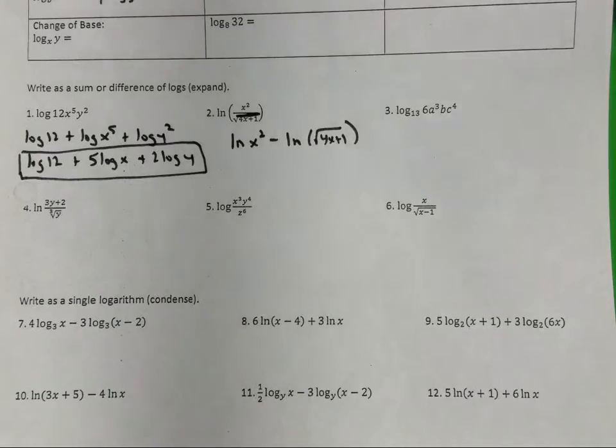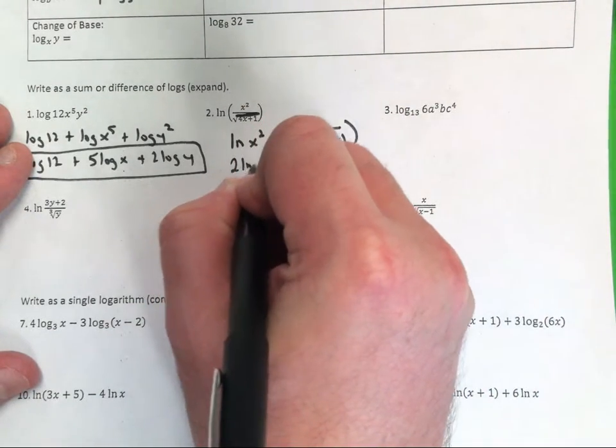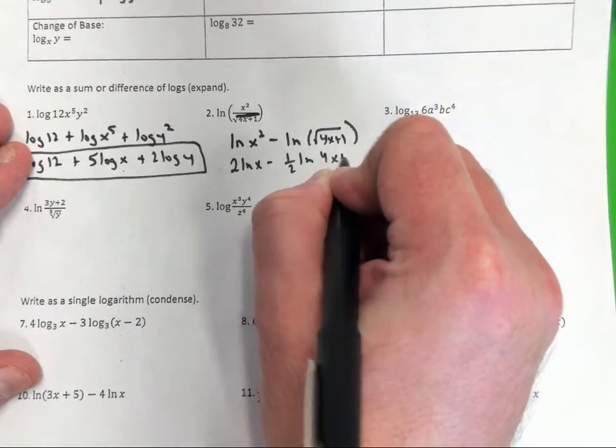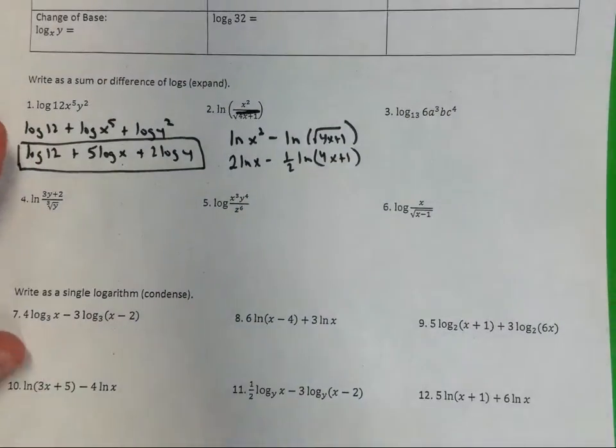So this would be 2 natural log of x minus 1/2 natural log of 4x plus 1. Now, you can still leave the 4x plus 1 in parentheses. If you can do that in your head, you don't have to rewrite it as 4x plus 1 raised to 1/2. I just brought the 1/2 down because I know that's raised to 1/2. And that would be your answer on that one.